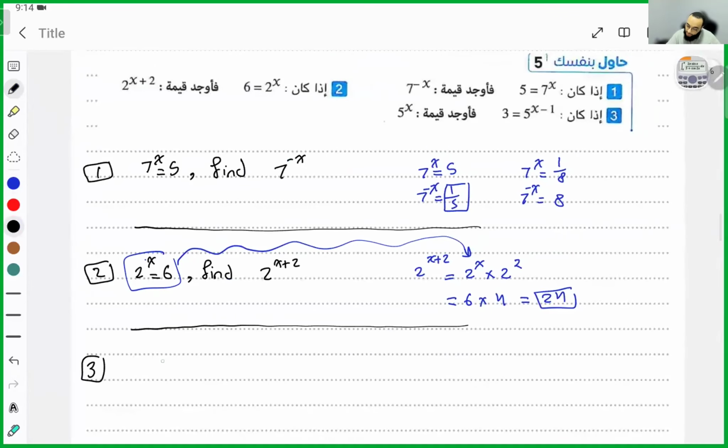If 5 power of x minus 1 equals 3, find 5 power of x.